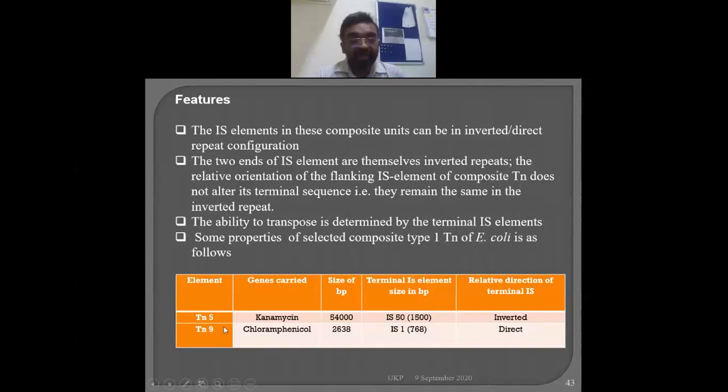While in the case of Tn9, the antibiotic resistance gene is for chloramphenicol. The base pairs associated with making the structure of Tn9 are 2638, and the IS element present here is IS1, which is made up of 768 base pairs. And here the direct repeat is there. So these repeats actually decide how to cut and get inserted.